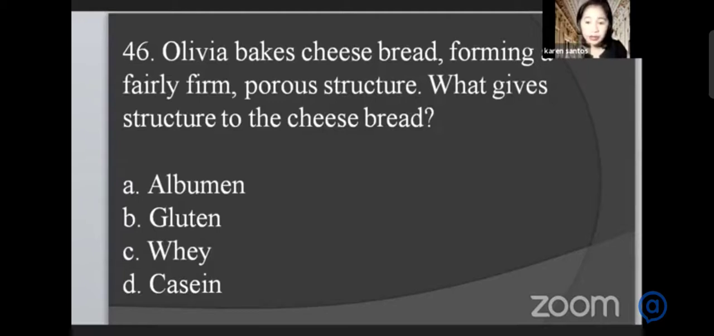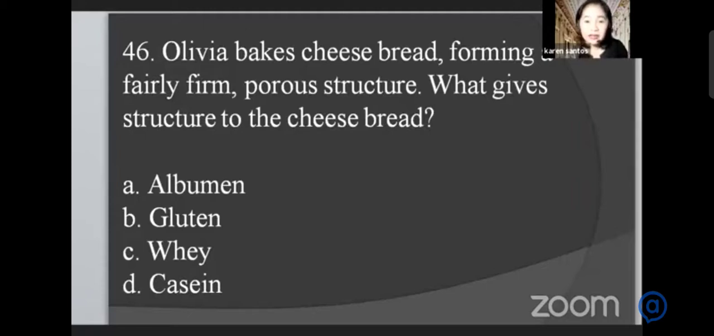Mute po kayo, ma'am. Letter B. Ma'am, hindi ka po naririnig. Mute ko po. Mute ka, ma'am. We can't hear you, ma'am. Okay, sorry, nakamute pala ako.